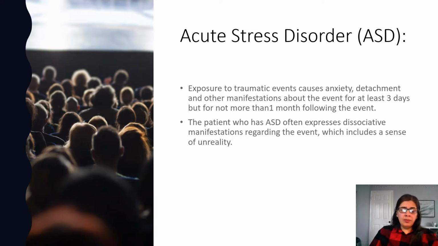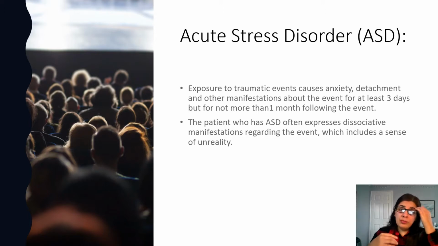So one type of stress-related disorder is acute stress disorder. And what happens in this disorder is that the term acute means that it's short term. It happens right away following the event, and then it could last from 3 days to a maximum of a month. If it lasts more than a month, then it's not considered acute stress disorder.